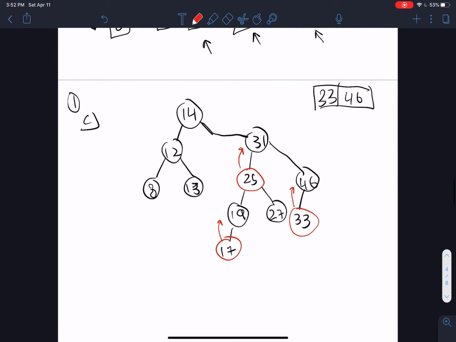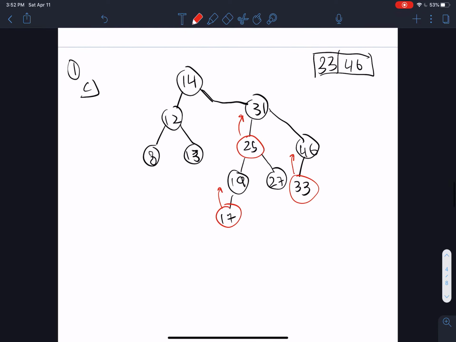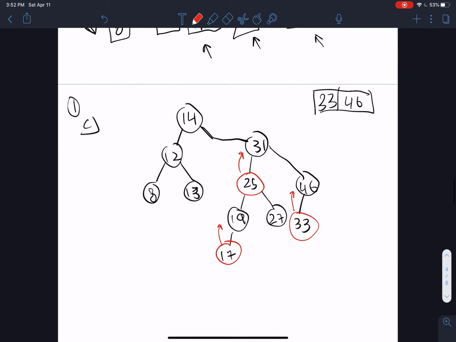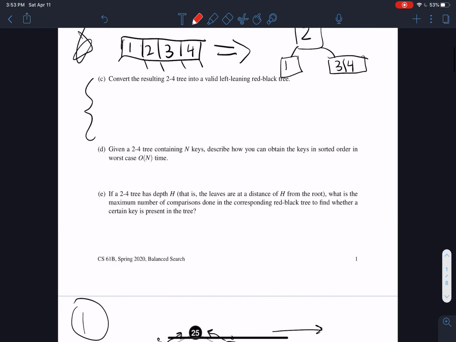So you can imagine this 25, the red node, being side by side with its root node in the corresponding B tree. Okay, yeah, so now we can check mark that. Now we can move on to the analysis questions.